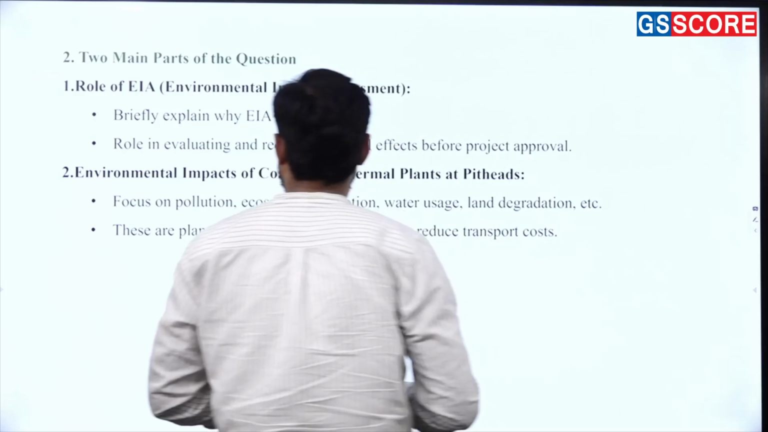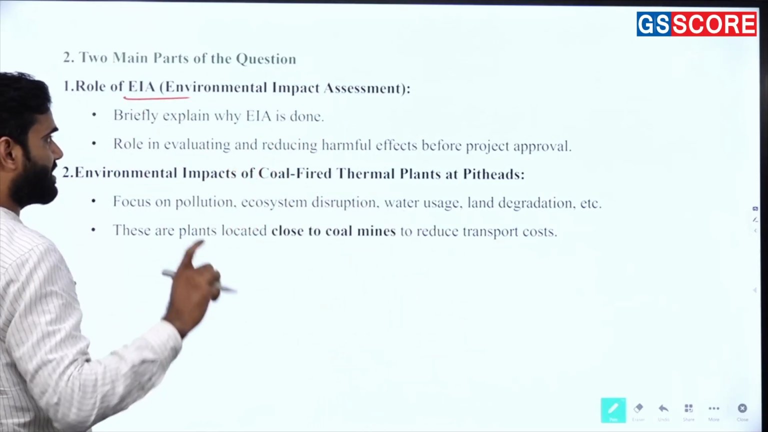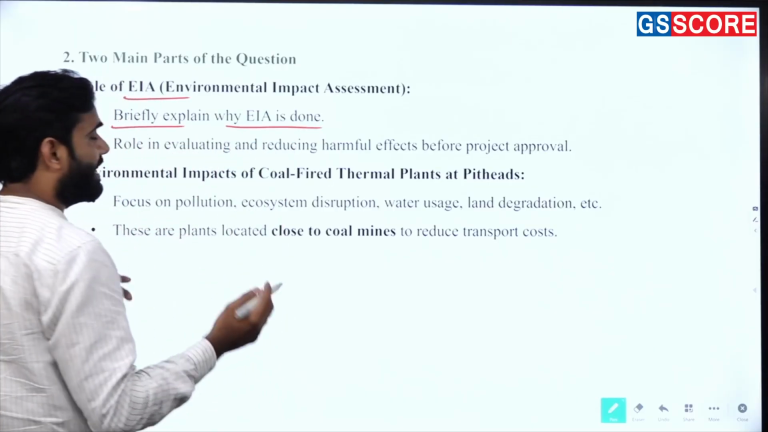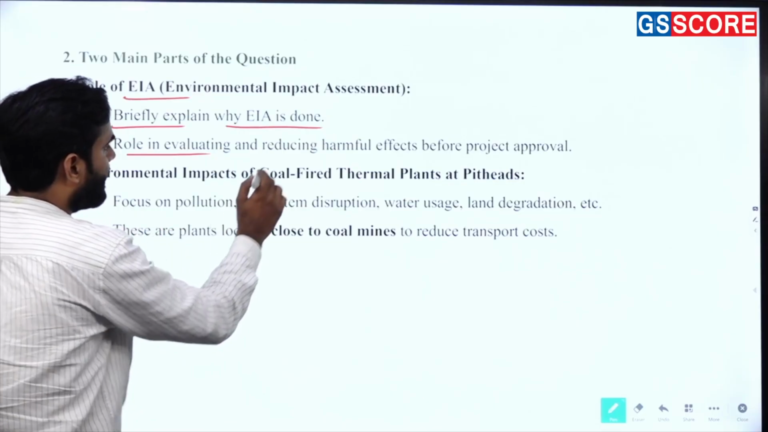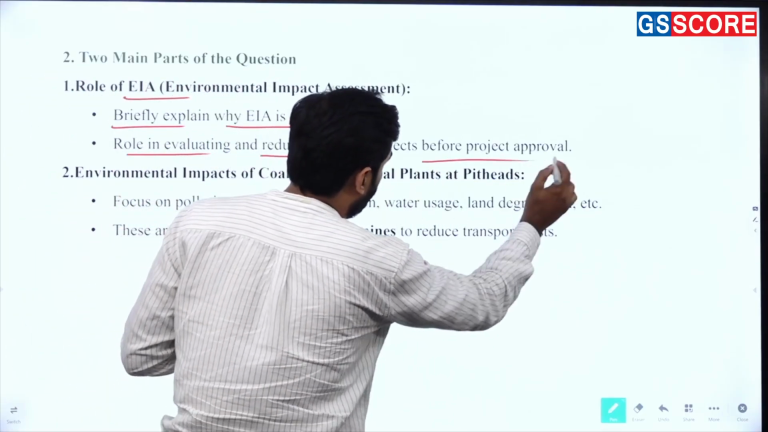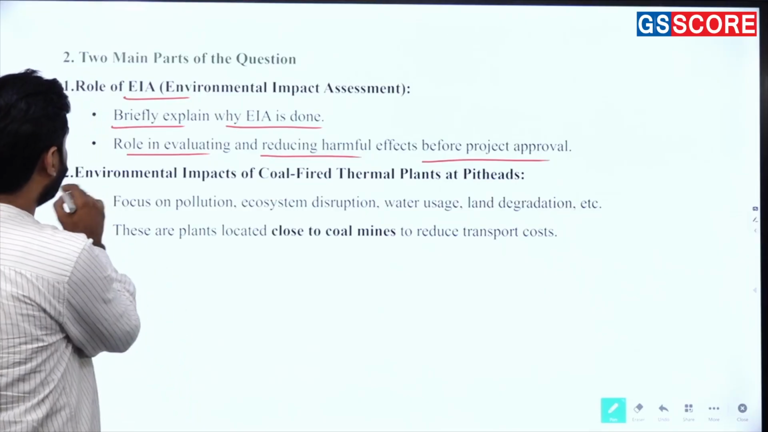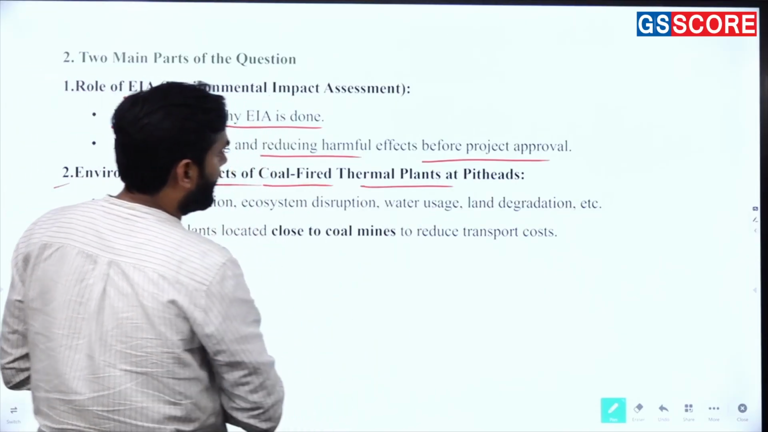So what we have to do right now: the role of Environmental Impact Assessment. First of all we have to assess, identify and briefly explain why EIA is done, its role in evaluating and reducing harmful effects before project approval. This is the first important part. And the second is the environmental impact of coal-fired thermal plants at the pit heads.